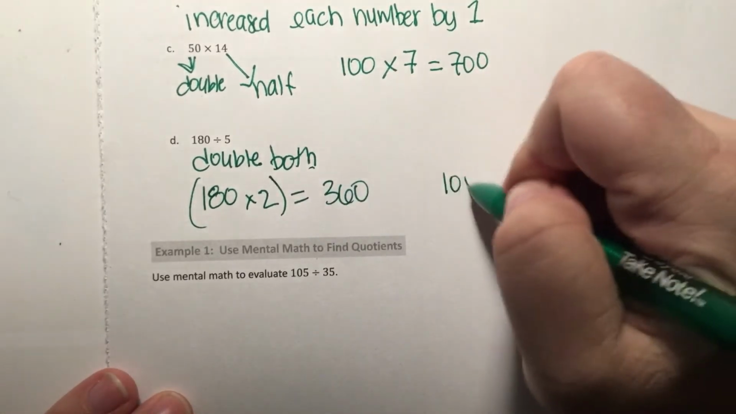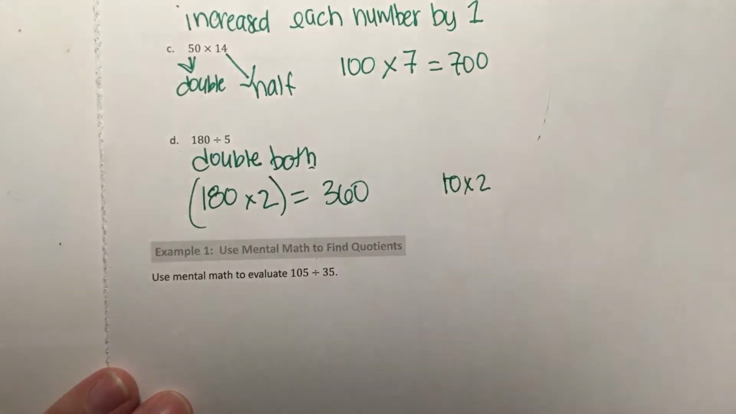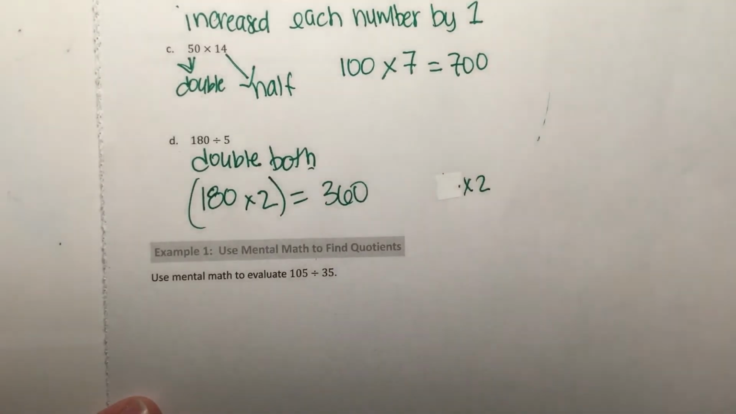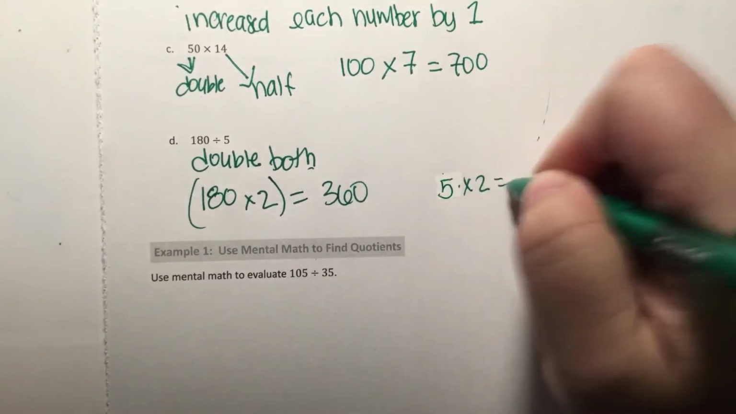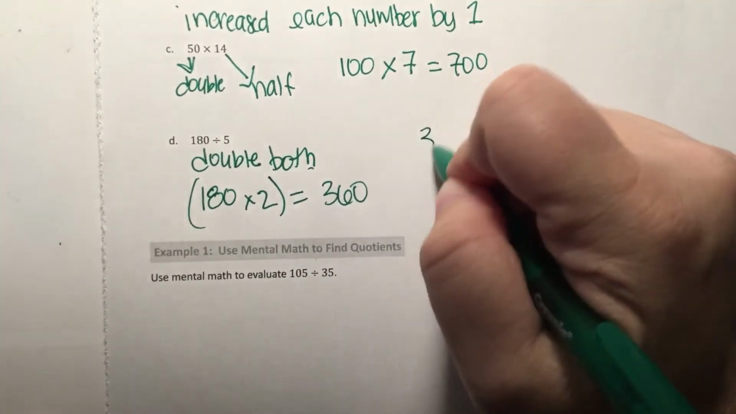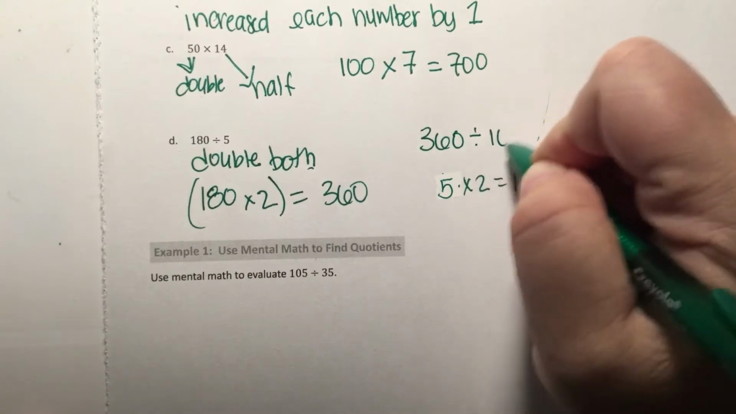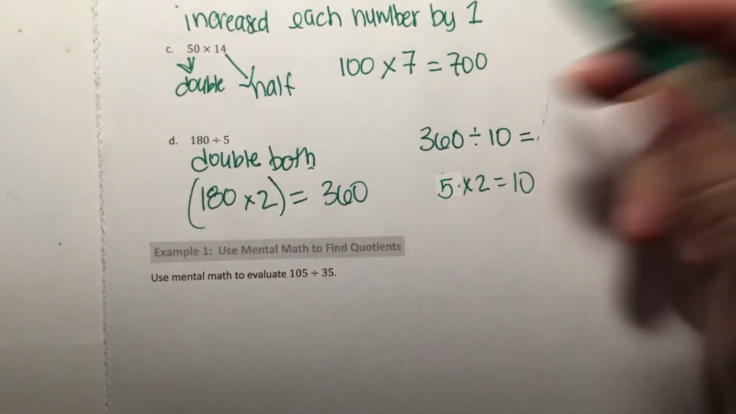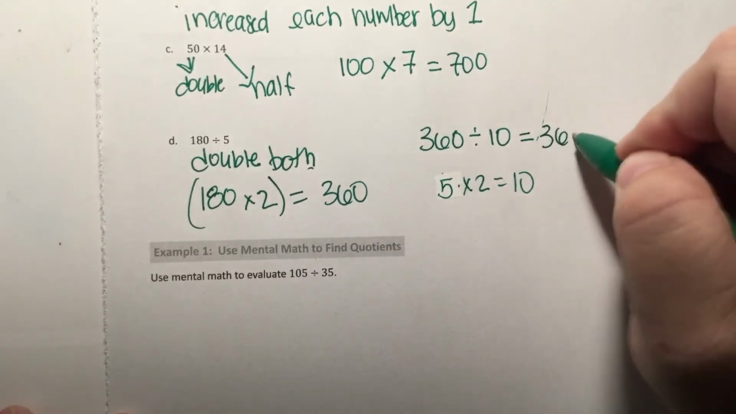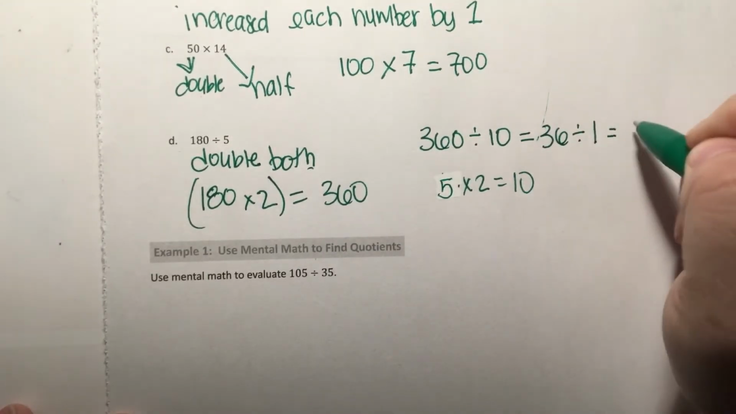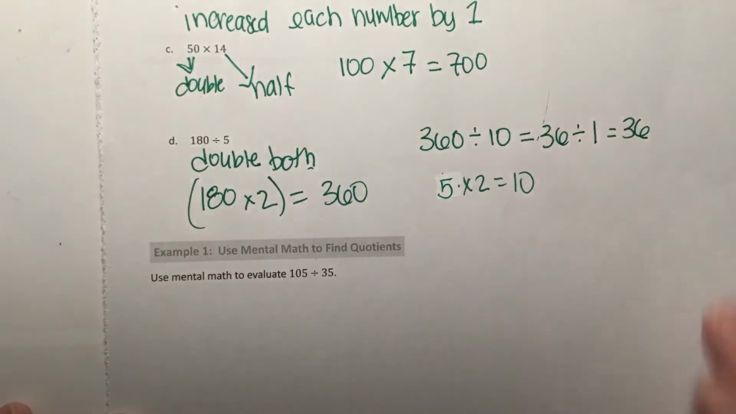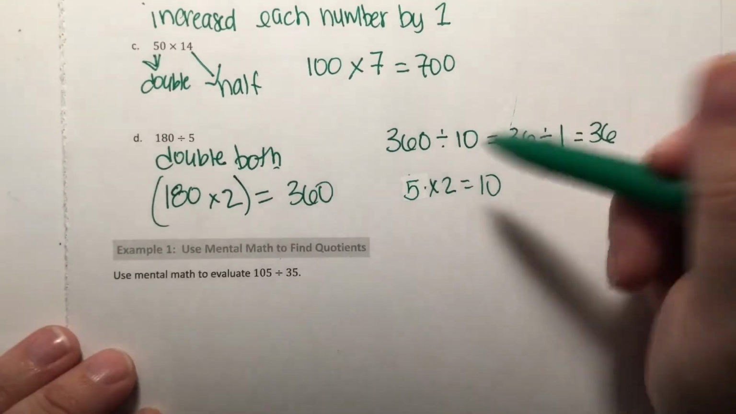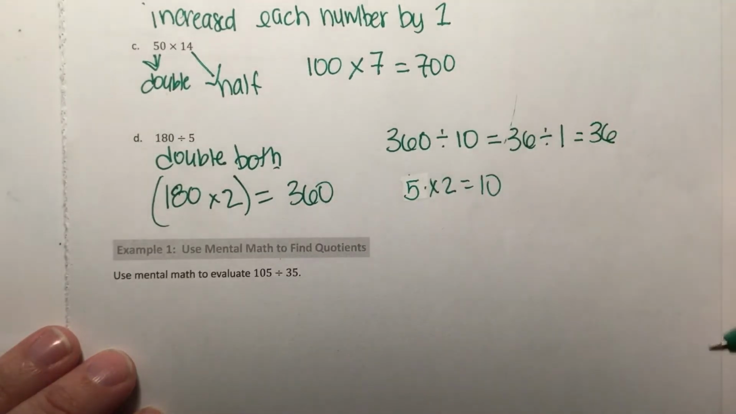And then 5 times 2 is 10. So then we have 360 divided by 10. Okay, remember our powers of 10, guys, okay? So we essentially have 36 divided by 1, which is 36, okay? Because remember, our powers of 10, right?